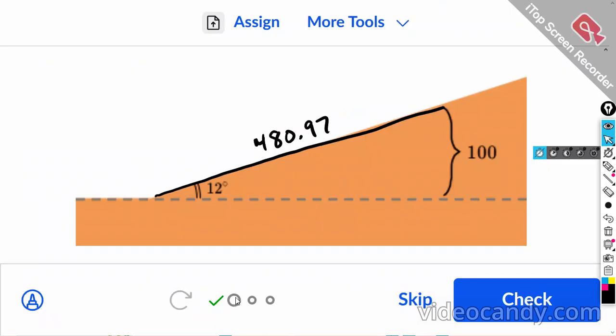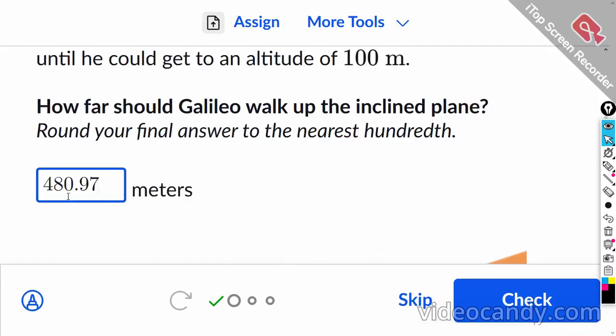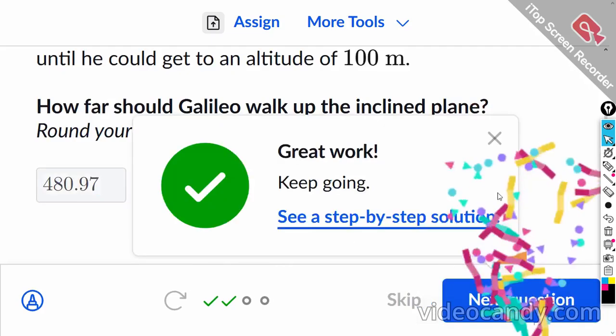Does the answer make sense? Well, in order to climb a height of 100, you're going to have to travel more than 100 meters here. Okay, so I'm pretty sure that makes sense. 480.97.